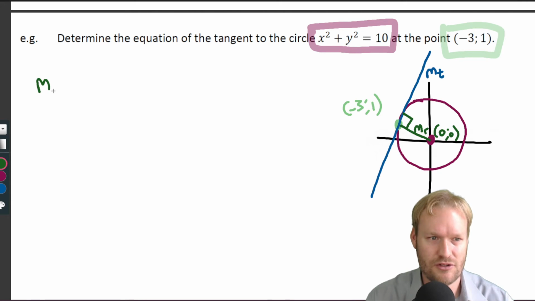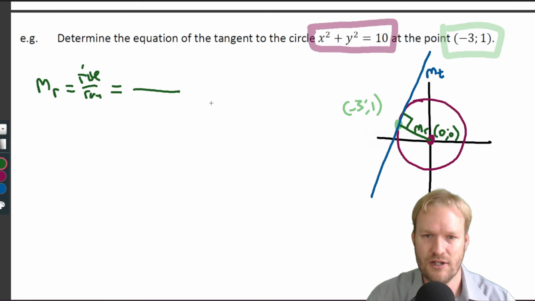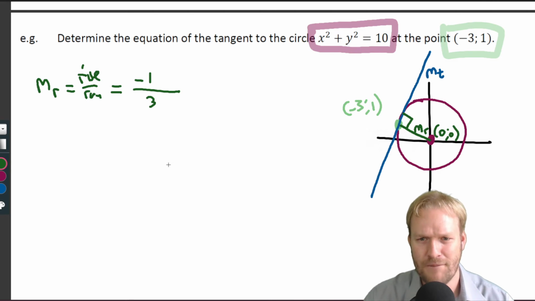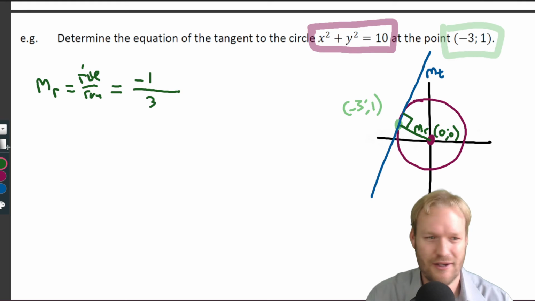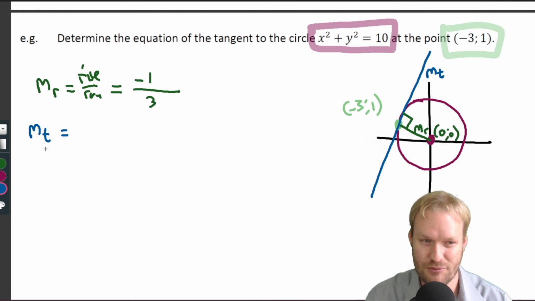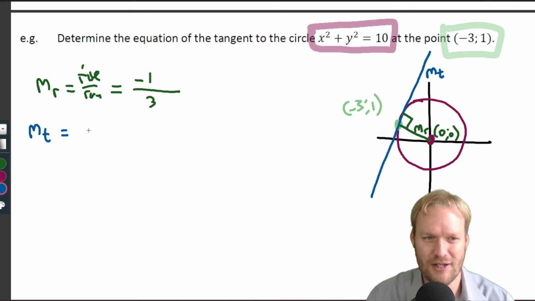The gradient of the radius will be rise over run. And I'm going to go from this point to this point, 3 and 1, but it must be in a negative direction, -1 over 3. And that's where the sketch is quite useful, because I can trust that that should be a negative gradient. So I'm not going to have that as a positive by mistake. Okay, then if we move to the gradient of our tangent, notice that I've got gradient and then a subscript R, gradient, subscript T. So we're just explaining ourselves quite well, then this will be +3 over 1.